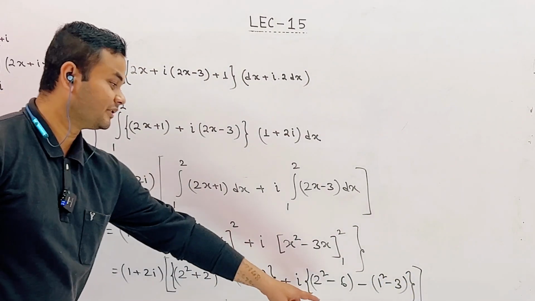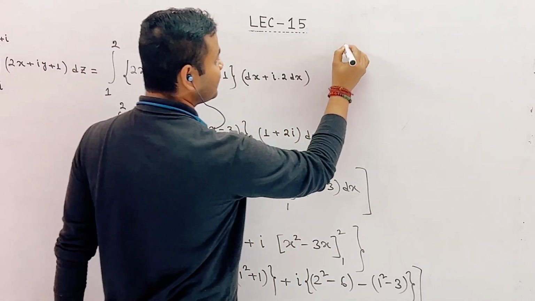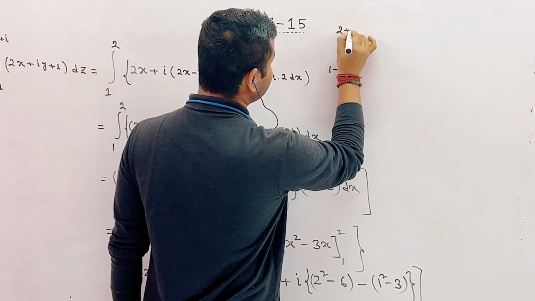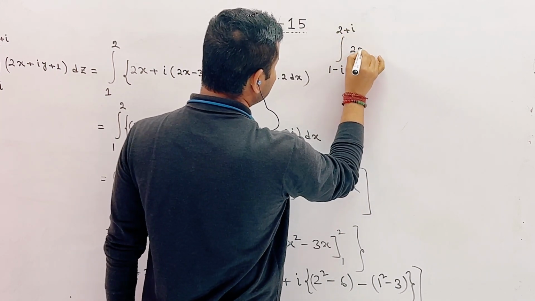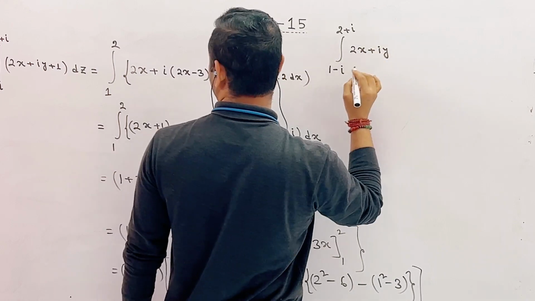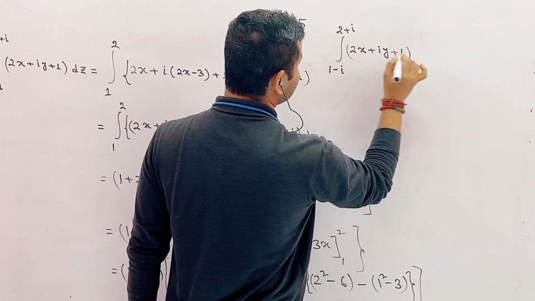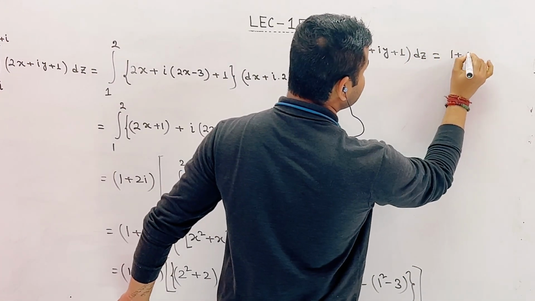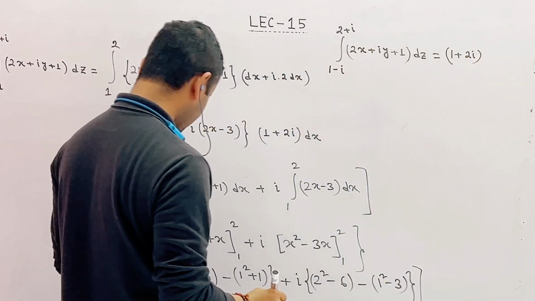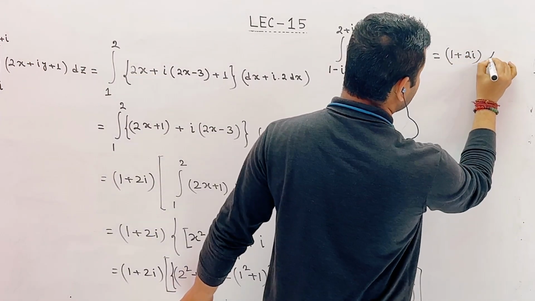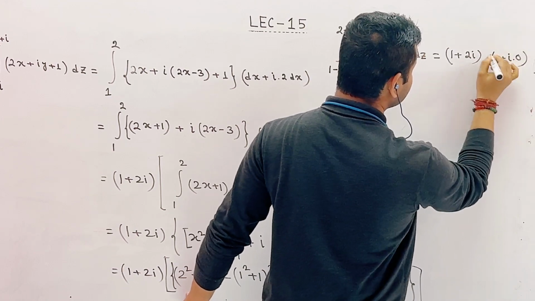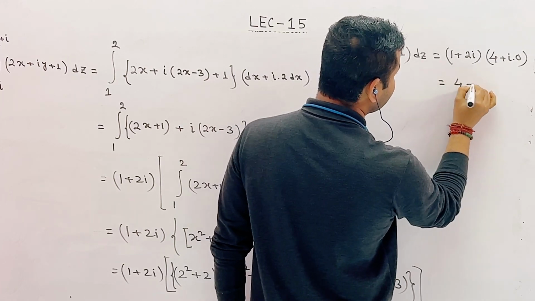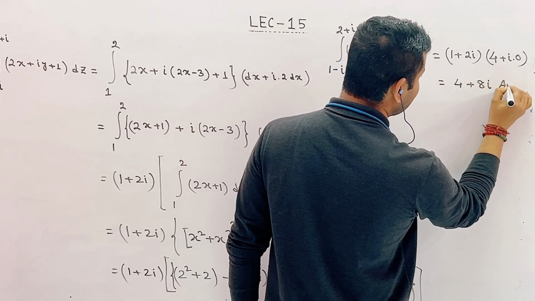So, after simplifying this part, we will get integration 1 minus iota to 2 plus iota twice x plus iota y plus 1 into dz is equal to 1 plus twice iota into 4 plus iota into 0. So, after simplifying, we will get 4 plus 8 iota, which is the answer.